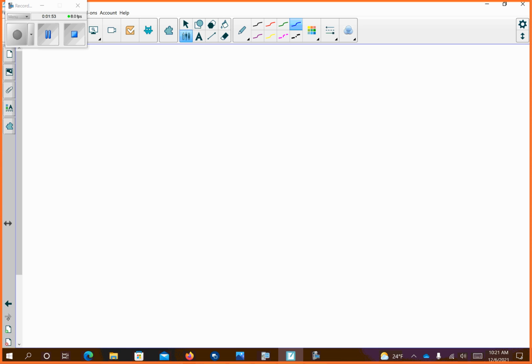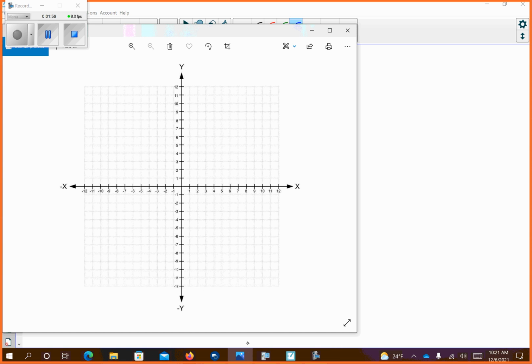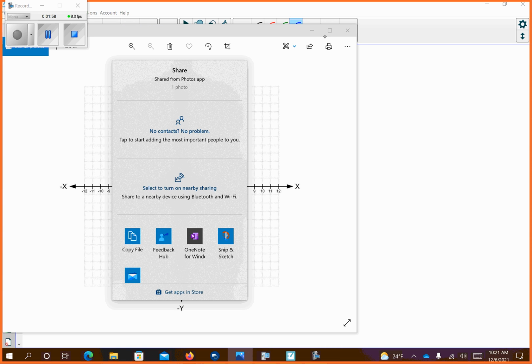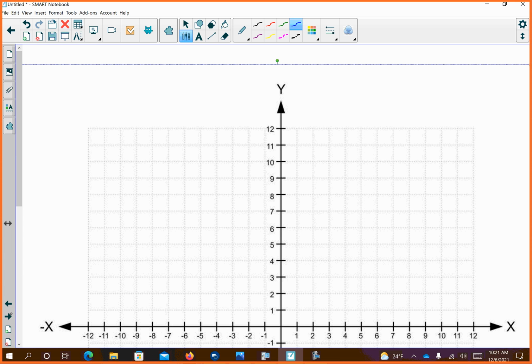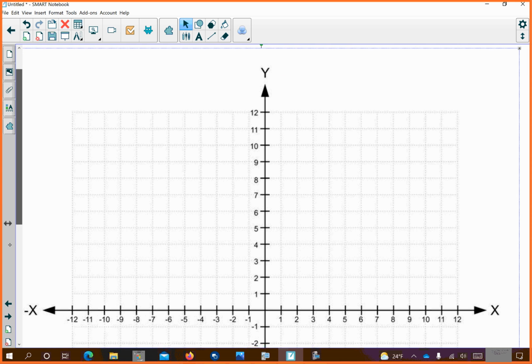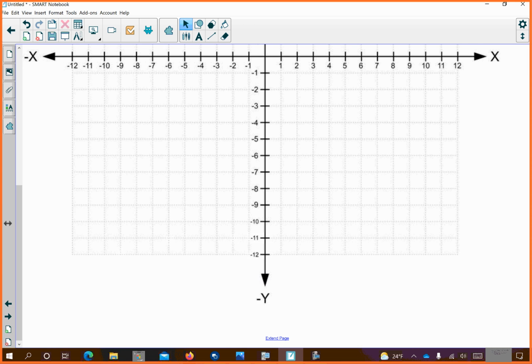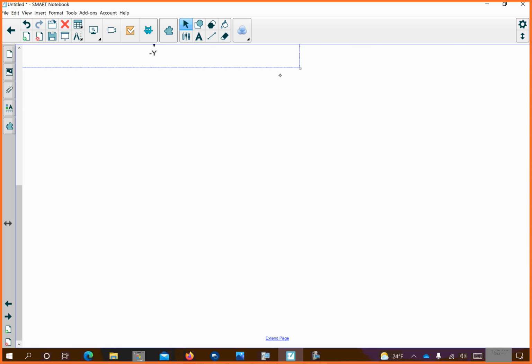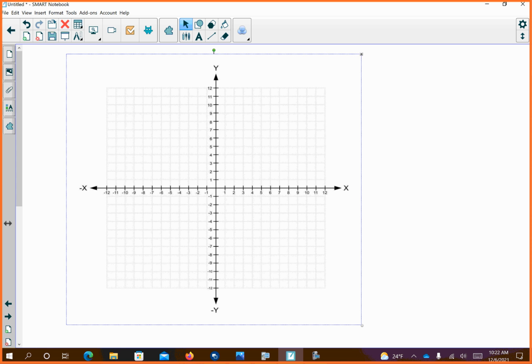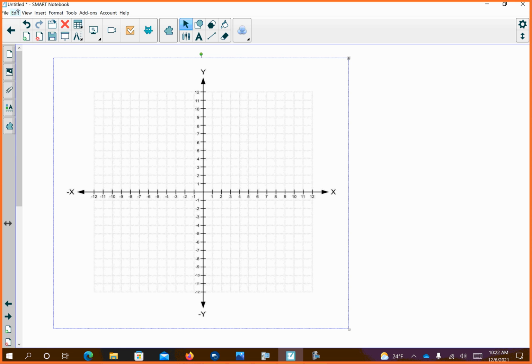Let's see, where's my graph? Let's go. Copy file. Paste. And let's adjust that. Shrink it down a smidge. Okay.